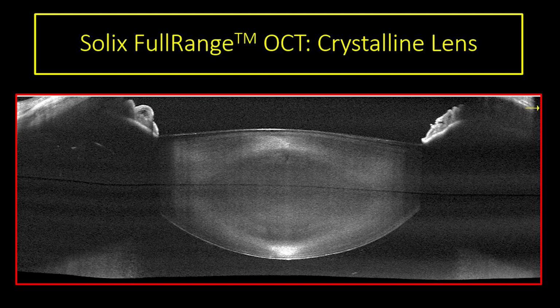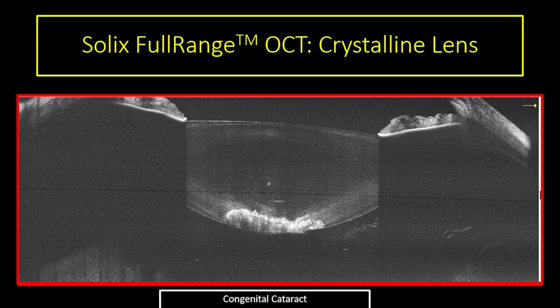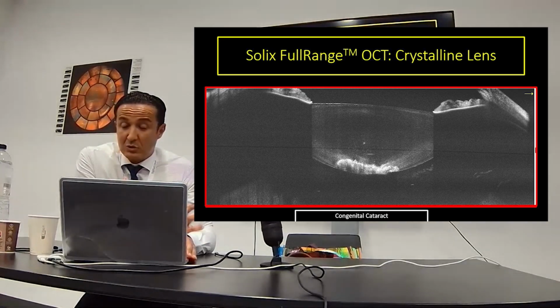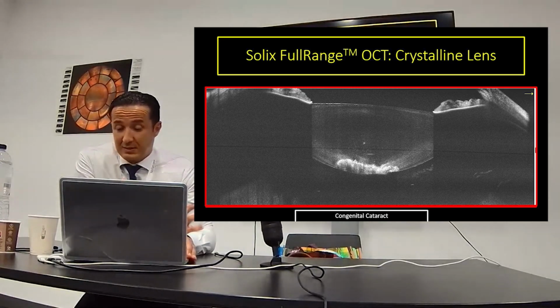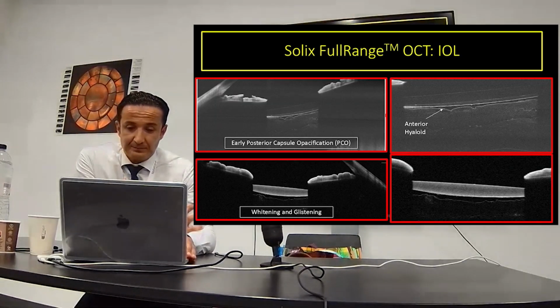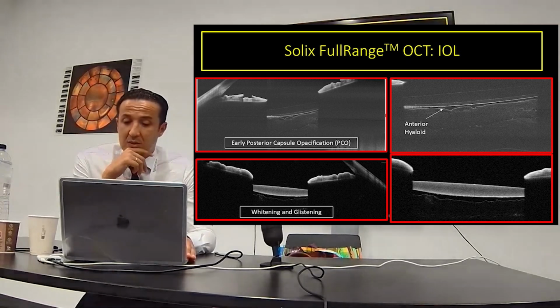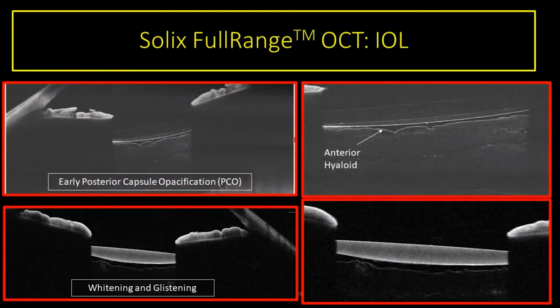You can have the whole image of the crystalline lens, anterior crystalline up to the posterior capsule, to analyze the organization of the opacity. And here you can see conjunctival cataracts, contraction of the posterior capsule, and we know sometimes we can have some complication in this case. You can analyze IOL, the presence of PCO, or sometimes whitening and glistening.